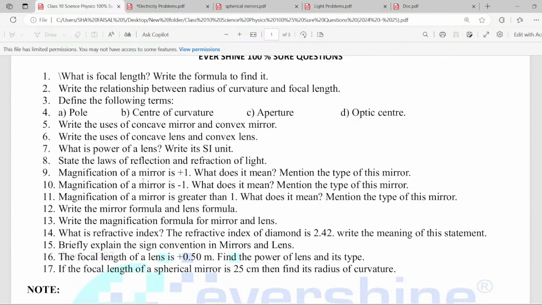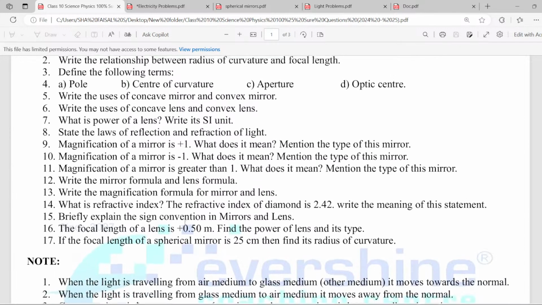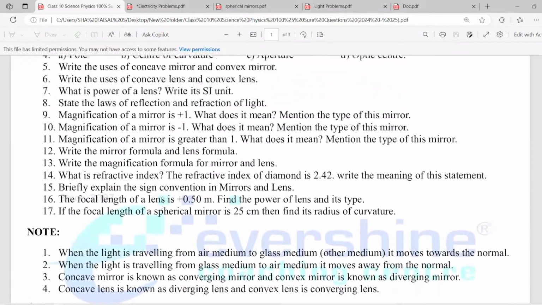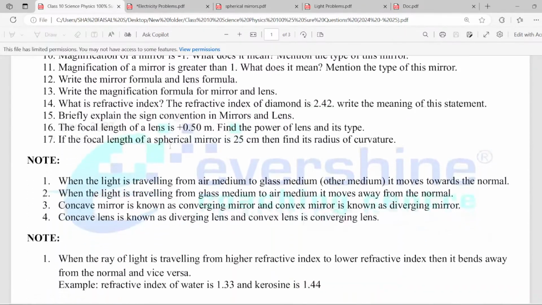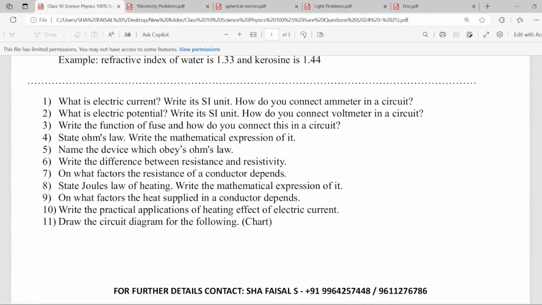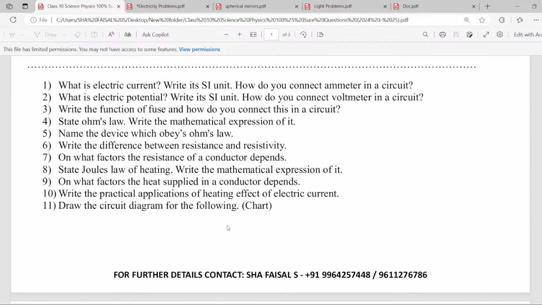Yes, Nadia, we are going to discuss the numericals also, check. I'm just going with the basics, that's it. So these are the questions from the physics part, the chapter light. And next we'll come back to electricity. So these are the questions from the chapter electricity.